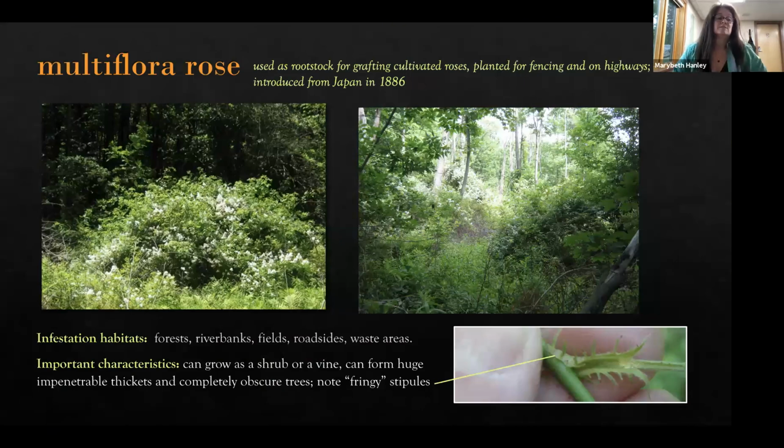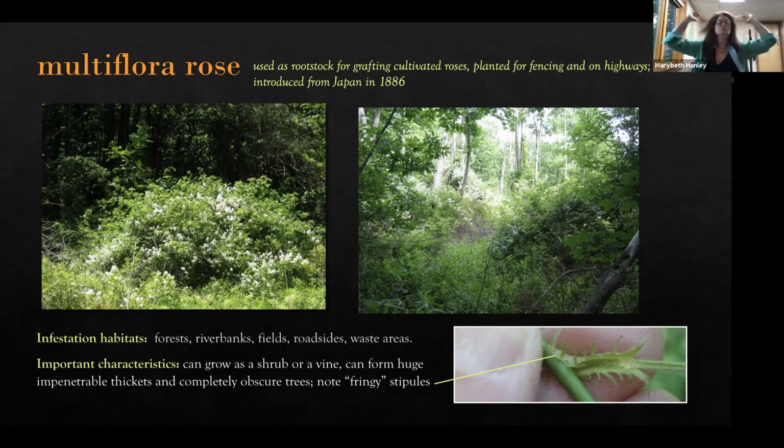Multiflora rose is, I think, probably one of the worst invasive species that I've seen when I've been working in the Finger Lakes. And this is another species where you can see it in a lot of different places. It can be in the middle of the woods. It can be in a field. It can be on the side of the road. It can grow in different ways. It can grow as a shrub. It can grow as a vine.